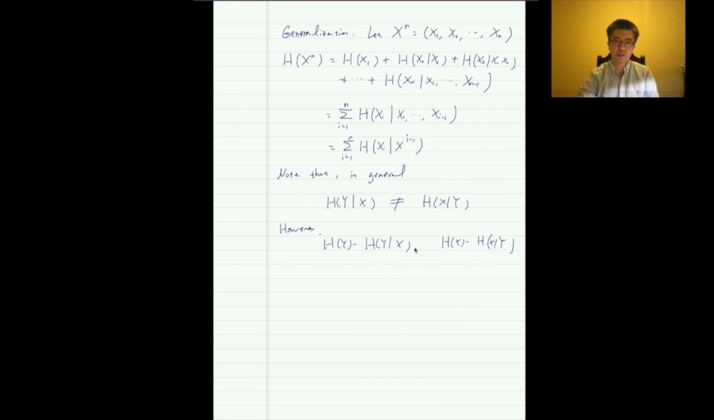Okay, so are they equal? Right, they should be equal, right? How to prove that is very easy. You just move this here and move this here, and then both sides will be equal to the joint entropy. It's very easy to prove, but be careful on that.